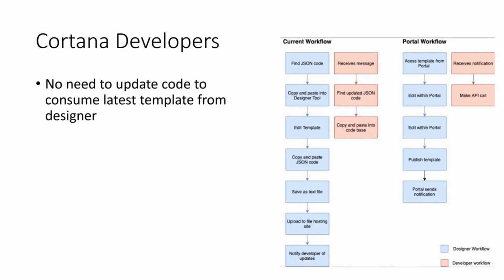From the developer perspective, there's no need to update code to consume the latest template from the designer. So like I said earlier, what was happening is that designers were updating their adaptive card templates, and then the developer had to rework their code to take in the new template and then make sure the data binds correctly to the new template. And there was a cost to the developer of the new design. Using our API, all the developer has to do is pull the template from the API and then embed the data bindings in. So now there's no cost for the developer when there's a new update from the designer perspective.